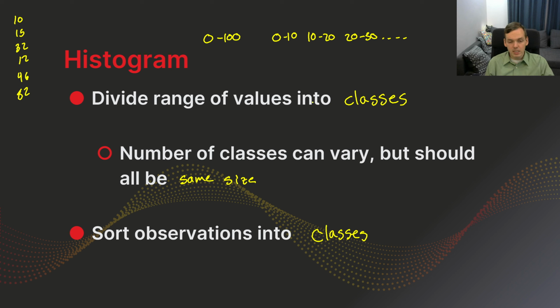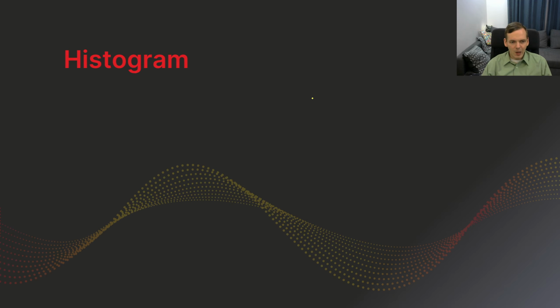So you do need to decide, if a number falls on the class division, will it always go into the upper class or into the lower class? So we sort those and then we count them up.